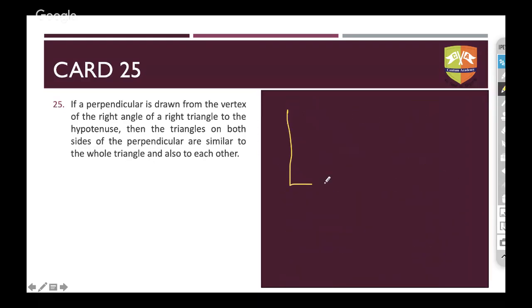So there's a right angle triangle. First, we have dropped a perpendicular from here. So that says if a perpendicular is drawn from the vertex of the right angle of a right triangle. So this is the right triangle, right angle, dropped a perpendicular. Let's say this is A, this is B, this is C, and this is D. BD is dropped perpendicular down AC.